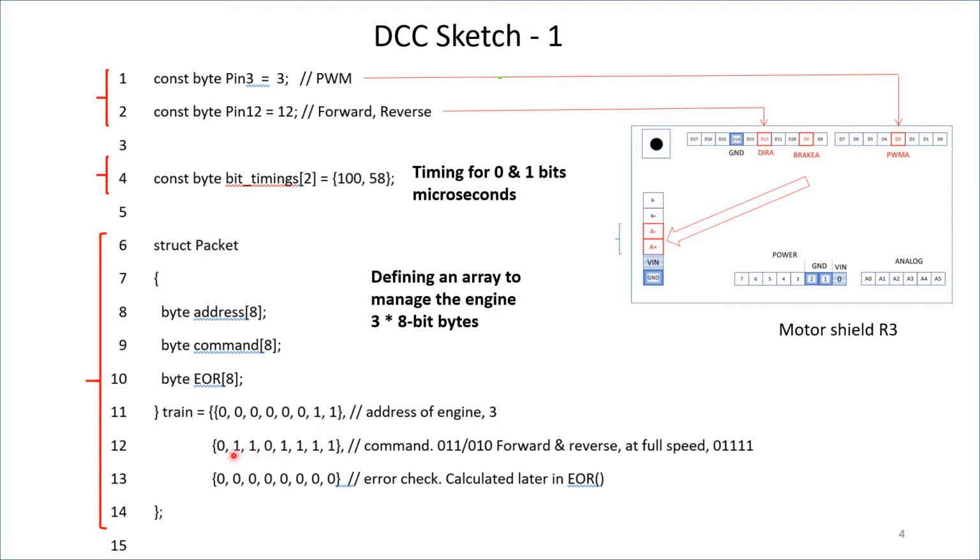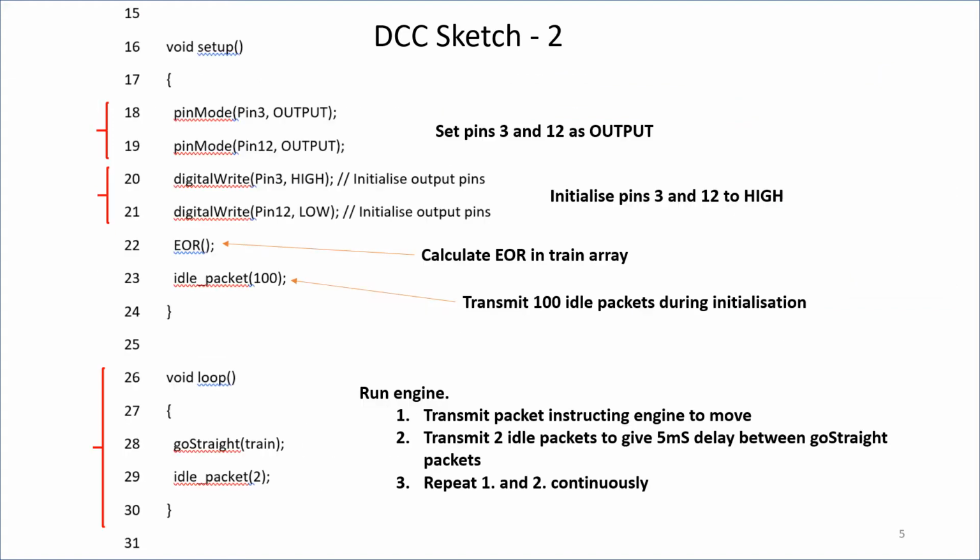The command was 01 to say it's a train speed control, 1 to say the train is to go forward. This 4th bit is not used, and the 4 bits here is to say the train is to move forward at full speed. The last byte is the error check, which I've left at 0 because the error check is calculated later in a sub-function called EOR, which I'll explain later. So this is the initial setup.